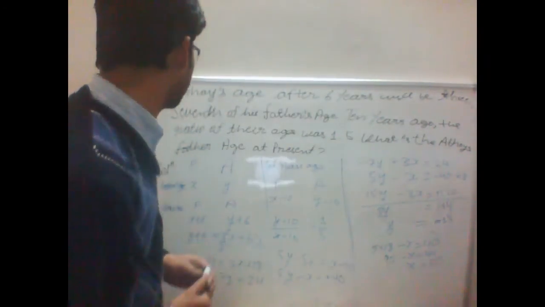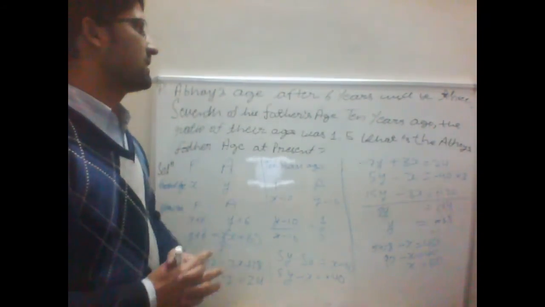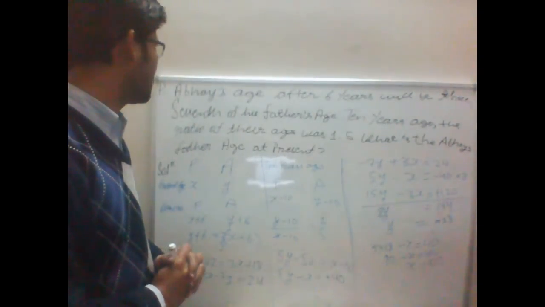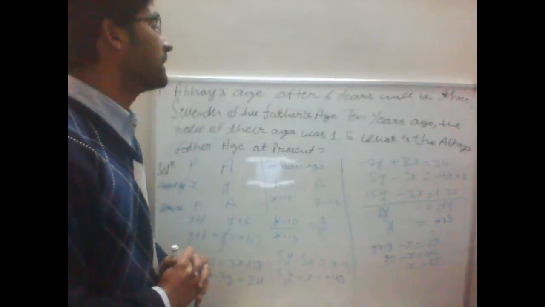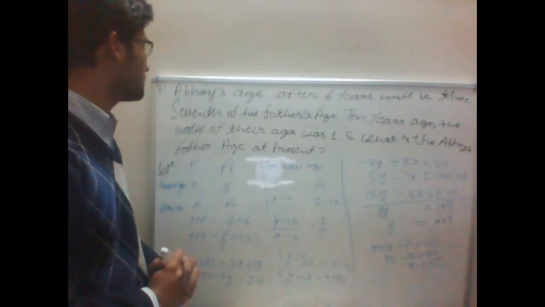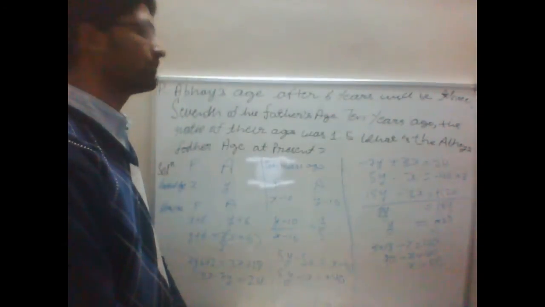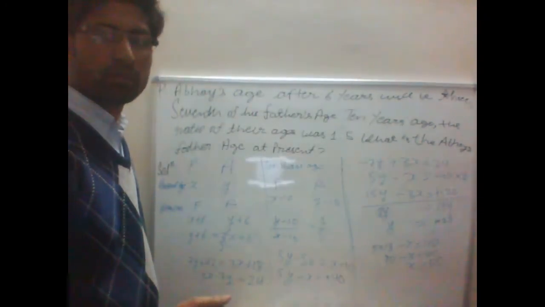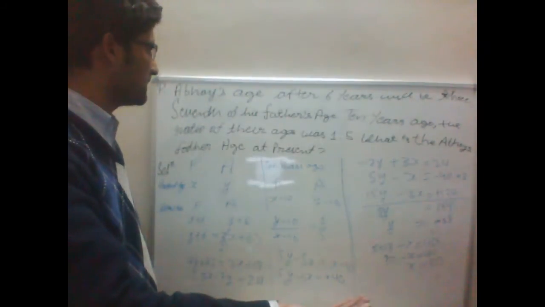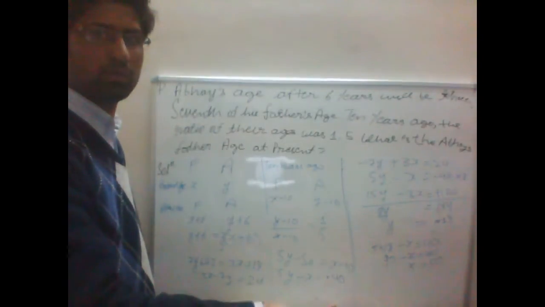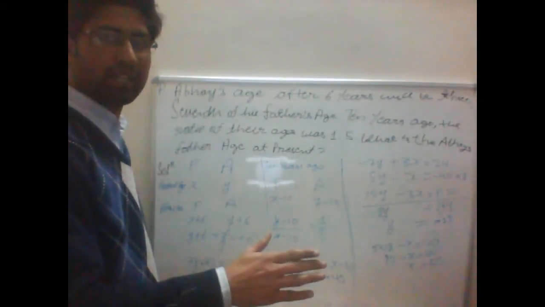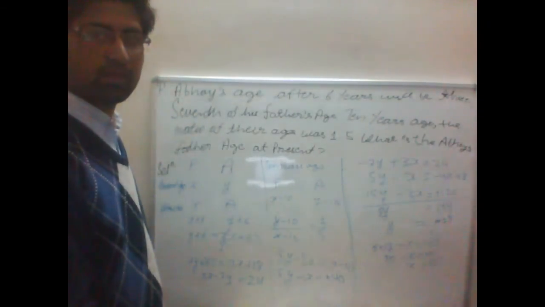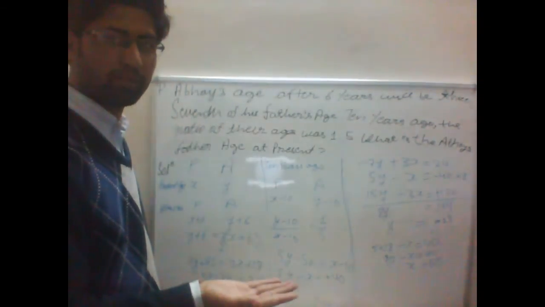Let us discuss one more problem. Abhay's age after 6 years will be 3/7 of his father's age. 10 years ago, the ratio of the ages was 1:5. What is Abhay's father's age at present? So here also in the question, first information is given after 6 years, and then information is given that 10 years back. So our reference time frame is the present time frame.